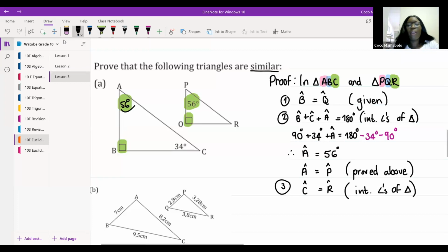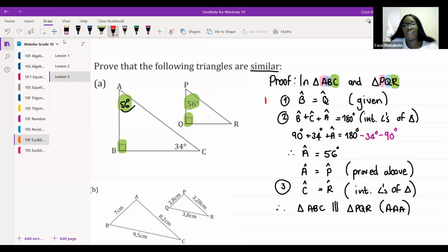Only then can I say, therefore, triangle ABC is similar to triangle PQR. What is my reason? Who can tell me? Remember, we have two reasons for similarity. What is the reason we're going to use here? That's it, Kushe. Yes, Mateo, I don't like that question mark at the end, but I agree with you. Yes, it's angle, angle, angle. We've used 3 different angles to prove it. Okay, angle, angle, angle. All right, good.